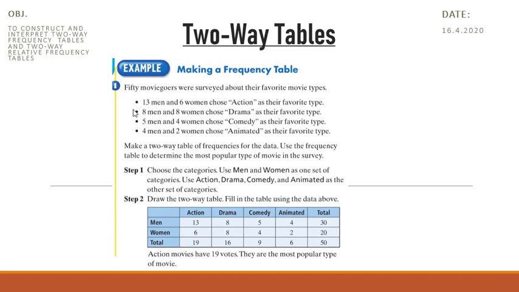So in this data we have 13 men and 6 women who chose action as their favorite type of movie. So action movie is 13 men and 6 women. The total is 19, and so on for all of them. And after that we find the total. Okay, let's get another thing that's important for us.